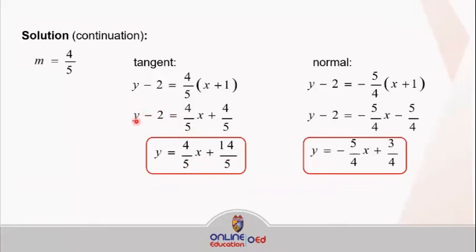Yung value ni 2 dito is na-substitute na siya, na-transpose na siya sa other side. And then for the normal naman, we have naman yung y minus 2 is equal to negative 5 over 4. So kabaliktaran lang siya nitong 4 over 5 natin. May formula din siya for that. And then times the x plus 1. So therefore, the value of y is equal to negative 5 over 4x plus 3 over 4.